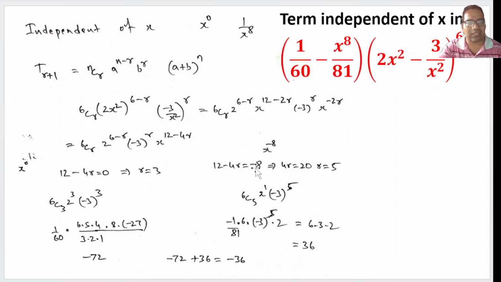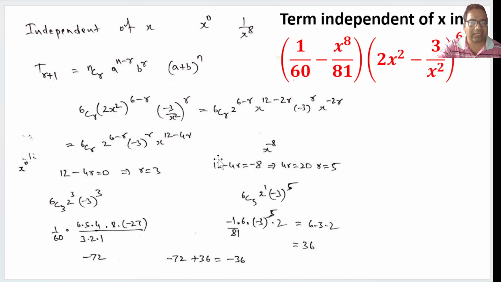Right. Then what is the second way? 12 minus 4r, whatever this is, 12 minus 4r is minus 8. That means 4r is 12 plus 8, 20. R equals 5. So on r equals 5, this expression becomes x power minus 8. Why? When r equals 5, 2 power 5, 2 times 5 is 10. Here it is 10, and here it is 2. 2 minus 10 is minus 8.